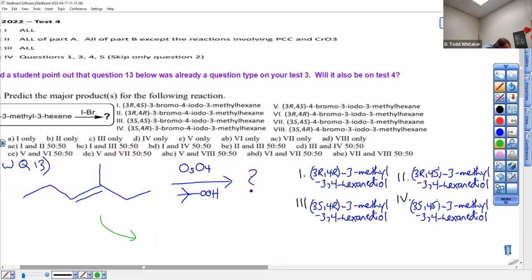So, Mr. Casper, I'm answering your email right now. And here we go. That is one of the products. Do you agree? Why are both of those wedges? Syn addition for the osmium tetroxide reaction. This is 50% of the product right here. The other is the enantiomer, where they're dash and dash. You don't have to draw it, but we have a question.